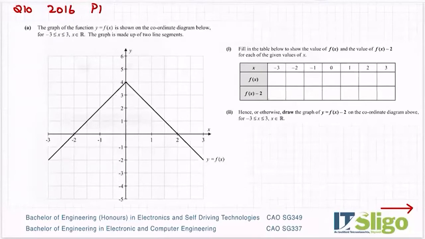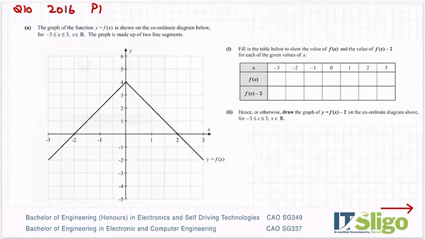Right, so question 10, 2016 on paper 1 was a functions question. The graph of the function y equals f of x is shown on the coordinate diagram below, for -3 ≤ x ≤ 3, x is an element of R.